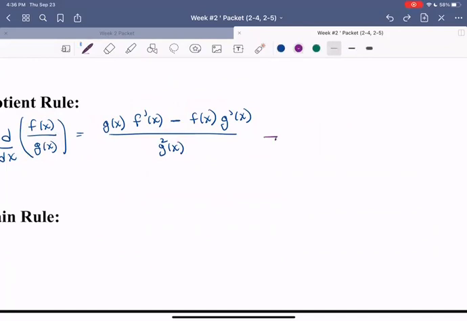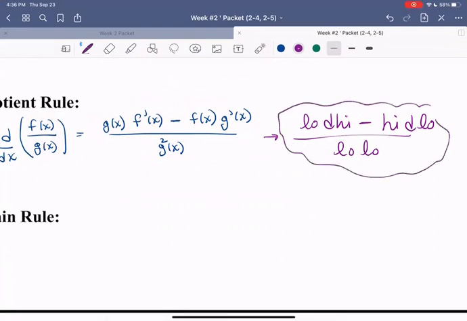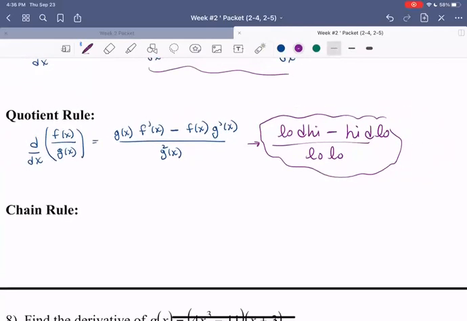So let me write that out. Low d high, so bottom function, derivative of high, the numerator function, minus high d low, over low low, or low squared. So that's a mnemonic that's helpful for memorizing this quotient rule. And it's just fun to say low d high minus high d low over low low. So I encourage you to pause the video and try that for yourself.